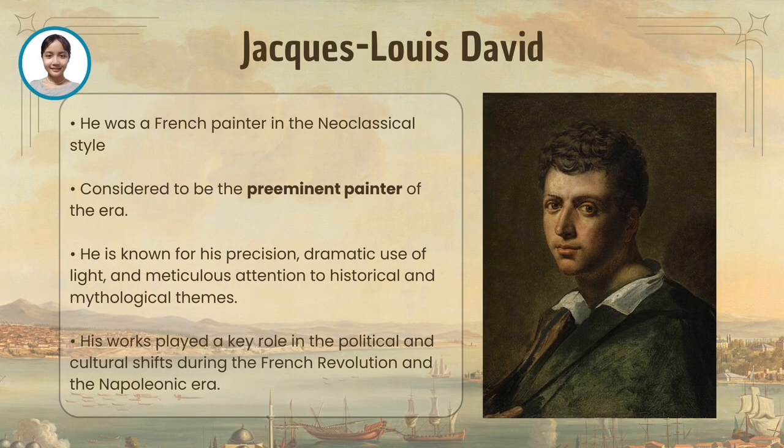The first one is Jacques Louis David. He was a French painter in the neoclassical style. He is the preeminent painter of the era since he had a lot of contribution in his era. He is known for his precision, dramatic use of light, and meticulous attention to historical and mythological themes, and his artworks played a key role in the political and cultural shifts during the French Revolution and the Napoleonic era.